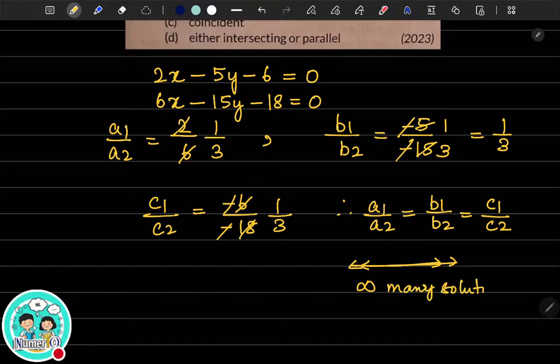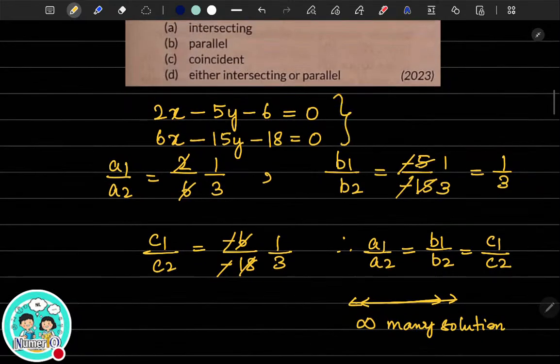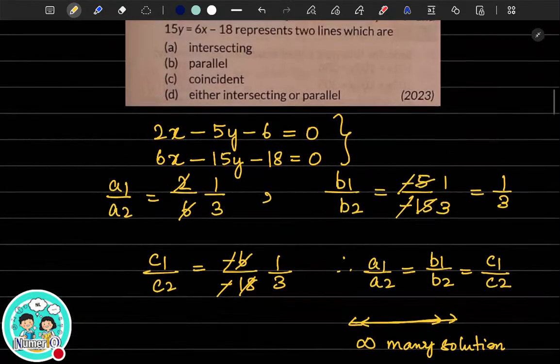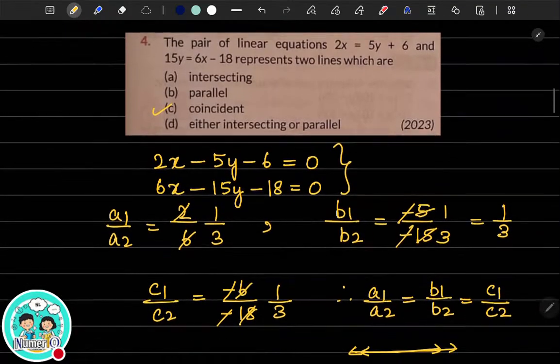That means there will be many values of x and y which can satisfy this given pair of equations. There can be more than one. There can be many values of x and y which can satisfy both the equations. Okay, so what is the answer? It is C, that is coincident.